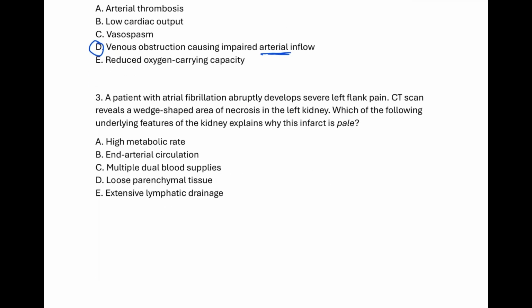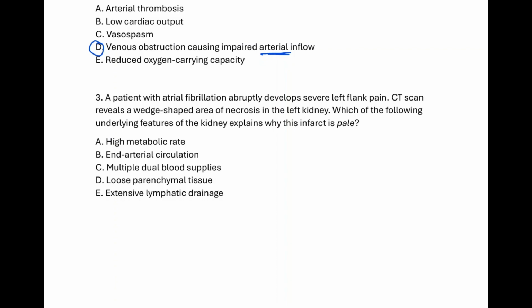A patient with atrial fibrillation abruptly develops severe left flank pain. So what's the relationship between atrial fibrillation and left flank pain? As you know, with atrial fibrillation, these patients have a high risk of forming thrombus in the left atrium, right? So in the left atrium, they could form blood clots there because of the stasis of blood. And those blood clots could move from the left atrium into the left ventricle, and from the left ventricle, they could move into the systemic circulation. And depending on which direction they go, if they go up, they're going to go to the brain and they could cause what? Stroke. And if they come down, they could go to the spleen, causing infarction.